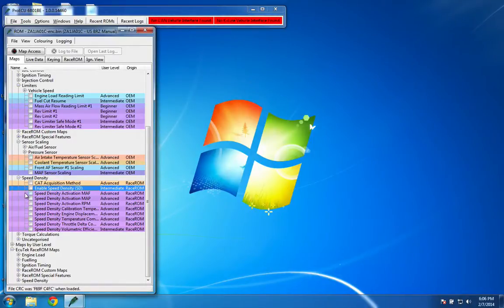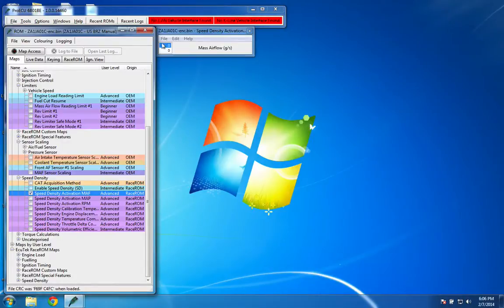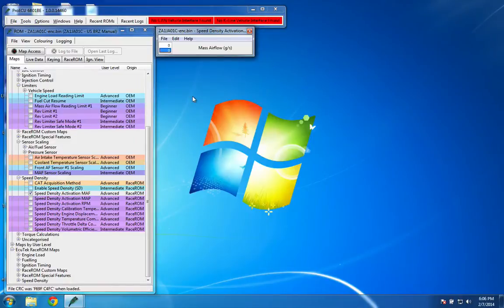And you could do it here with MAF. So you might say, if your MAF's pegging out around 315 grams per second, you might set it up so that here you have a high value of 300 and a low value of maybe 290 or something, so that when the mass airflow reading goes past 300, you switch into speed density, and then when it goes back down below 290, it'll go back into MAF mode. And that way you can retain the easy tuning drivability of the MAF sensor without having to worry about pegging it out and going lean or running too much timing or something like that.